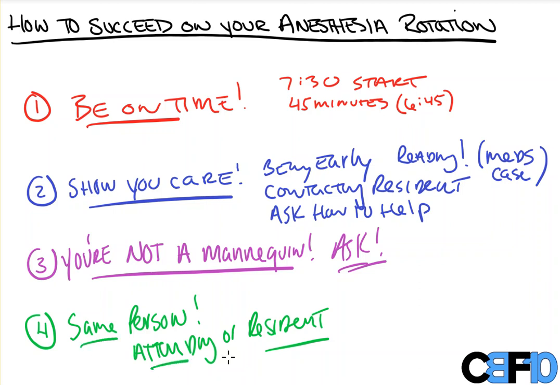So, these topics may seem kind of broad, but this is really how I feel about it. I don't think it's difficult to be successful on your rotation if you really, really care about it. Be on time, be a little bit early, show that you care. You're not a mannequin, ask to do stuff, and try and get the same person for a week and then maybe try and get somebody else for another week or however long you're going to be there. Split it up so you can get those letters. So those are my tips for being a successful rotator as an anesthesia student.